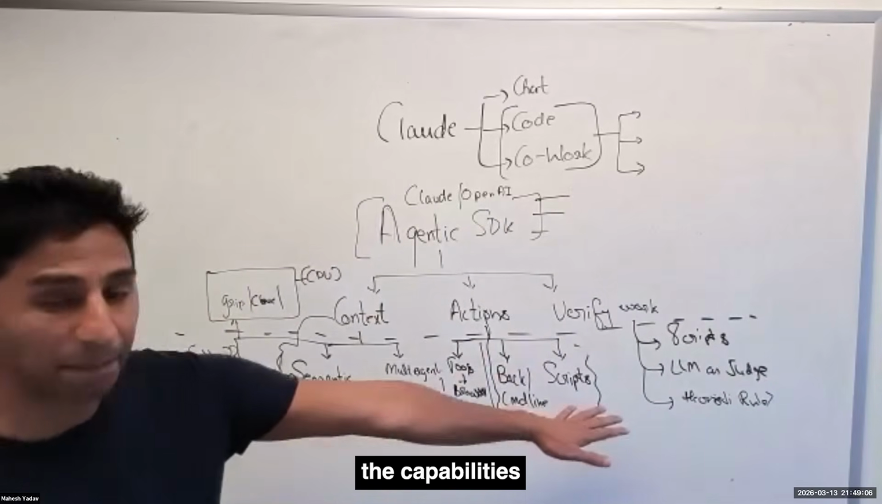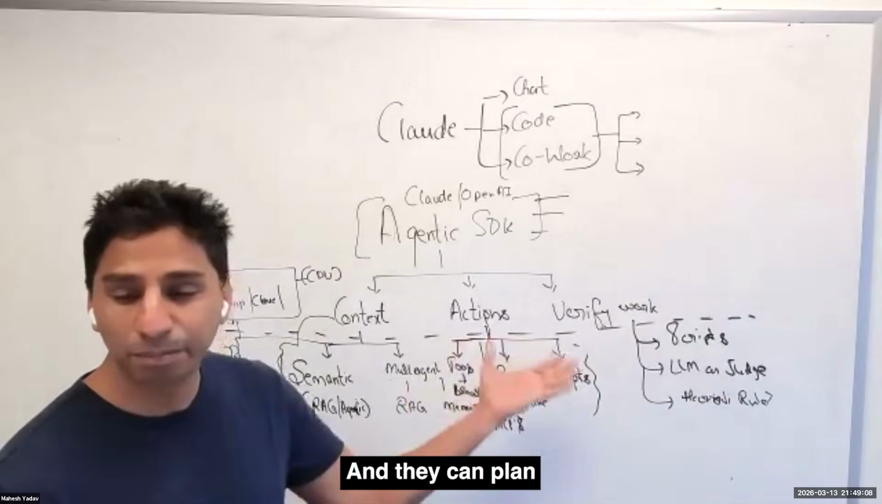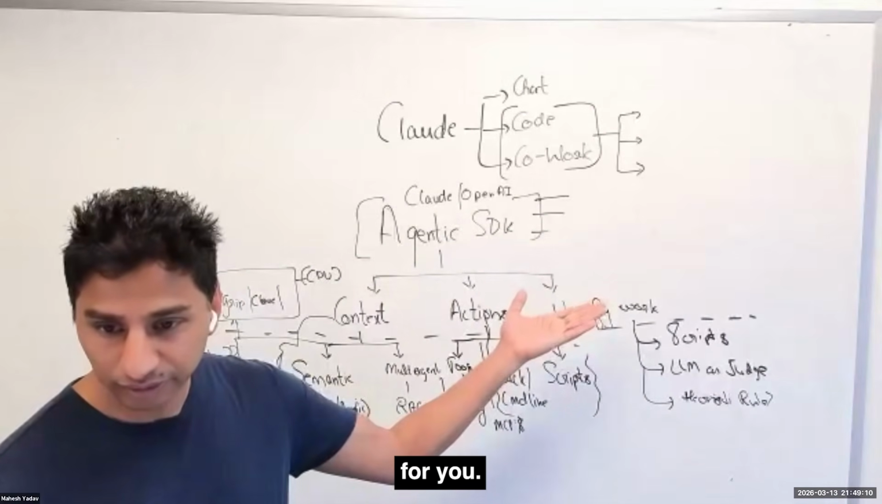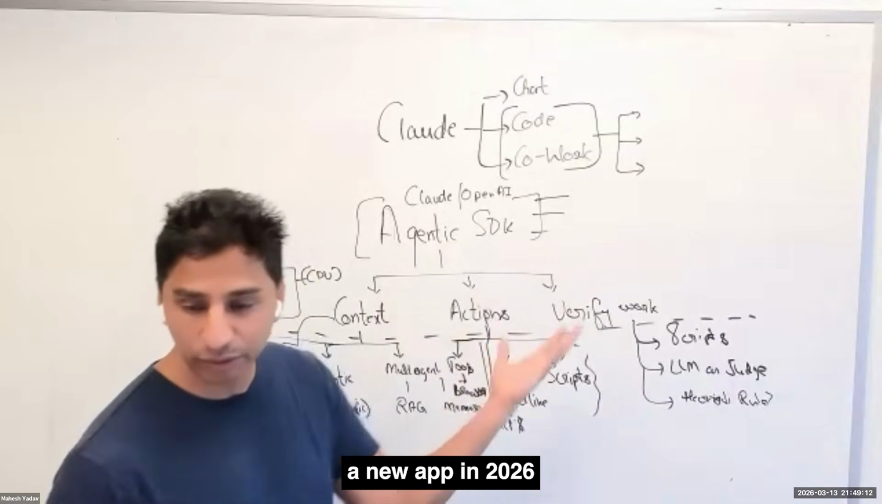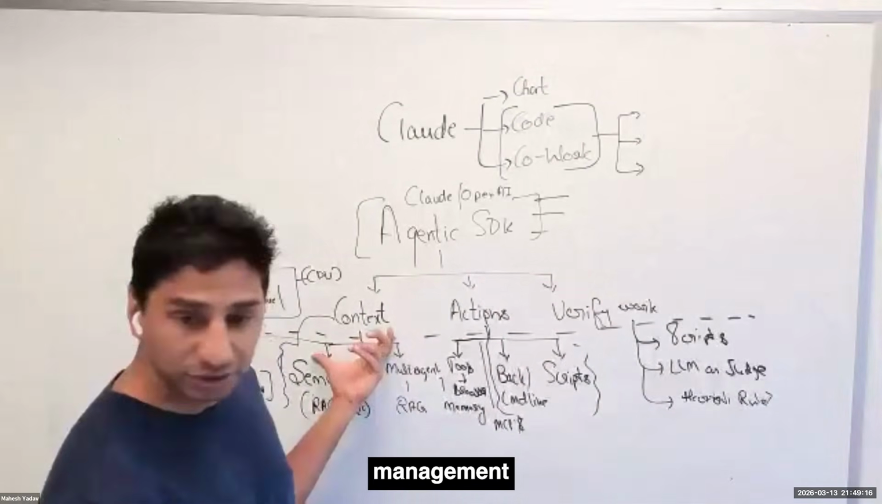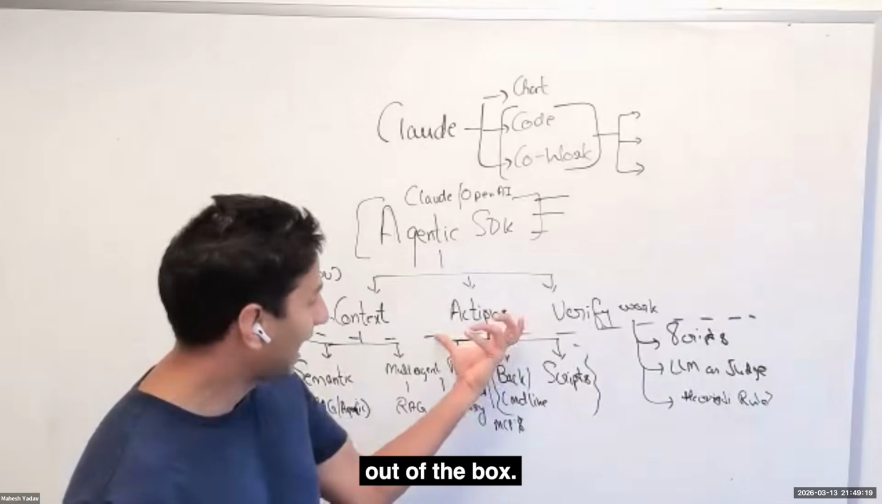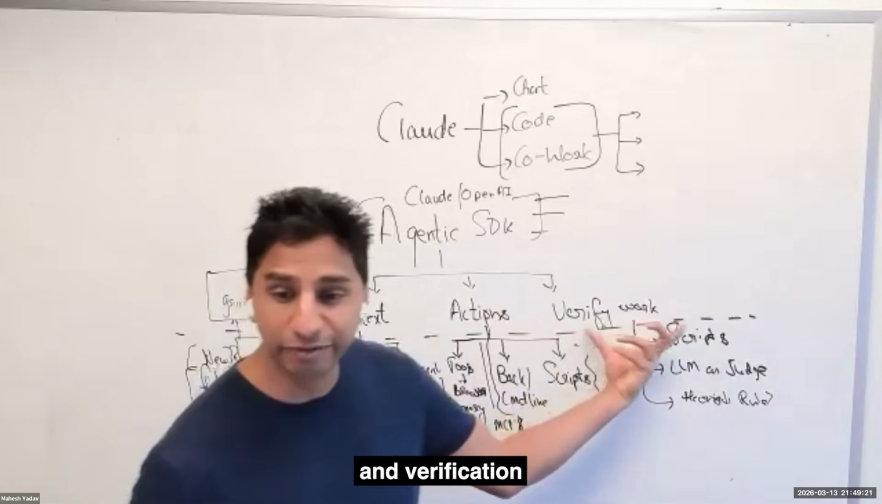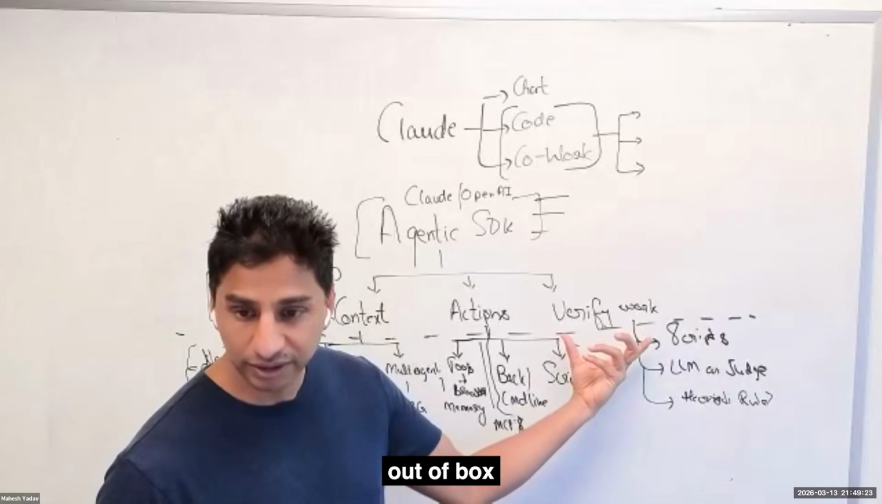And all these capabilities exist, and they can plan and do the work for you. So if you're building a new app in 2026, the context management is coming out of the box, action is coming out of the box, and verification of the work is coming out of the box.